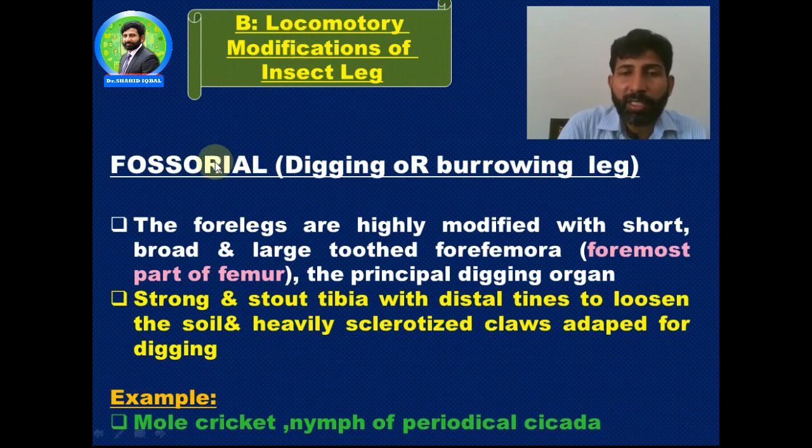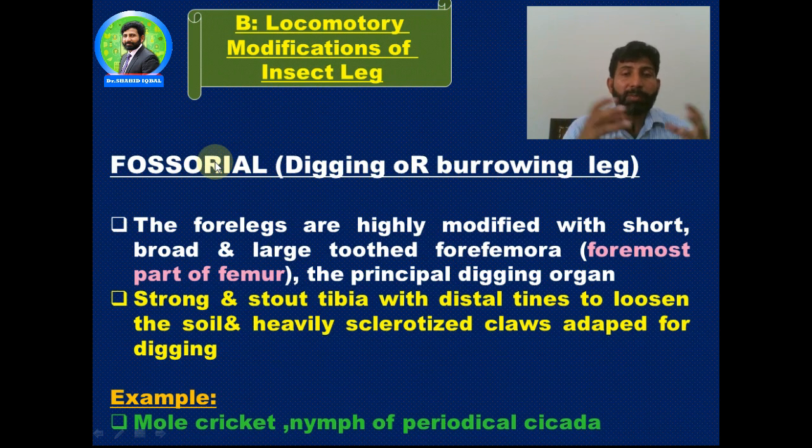Fossorial legs are digging or burrowing legs. The forelegs are highly modified, with short, broad, and large toothed forefemora. Forefemora means the foremost part of the femur. In this category, the forefemora are the principal digging organs.